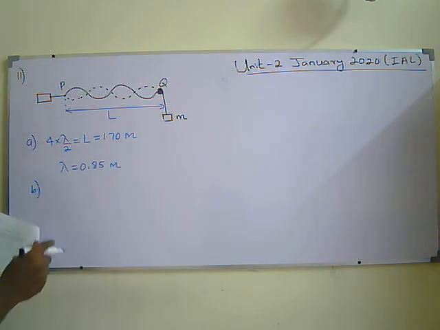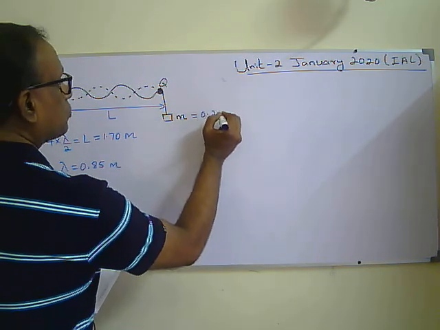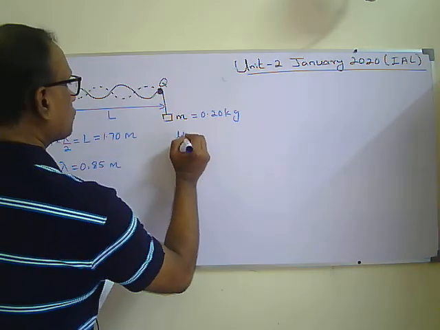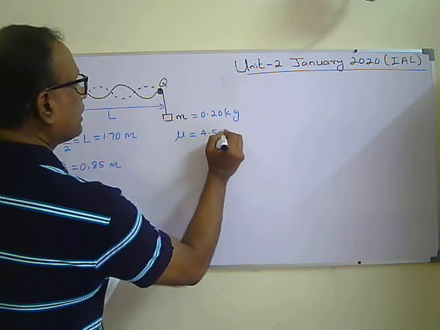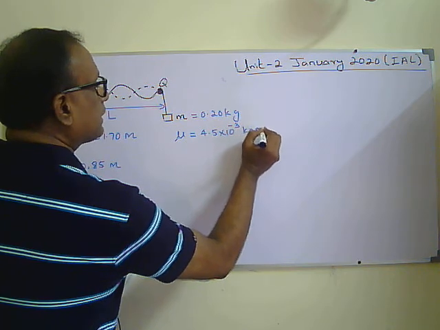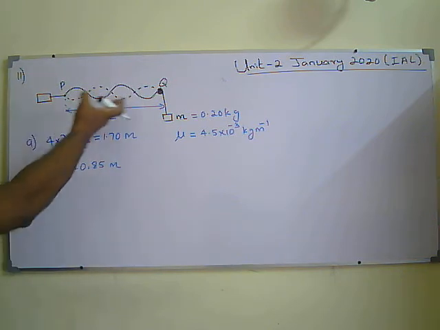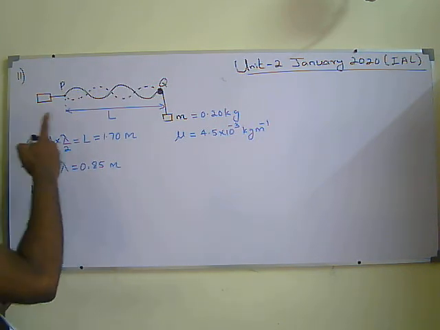B part, mass is given. The attached mass is 0.20 kilogram, and the mass per unit length of the string is also given, that is 4.5 times 10 to the power minus 3 kilogram per meter. The question is to find the speed of the transverse wave. There are two identical oppositely traveling waves, they overlap and the stationary wave is formed. So they ask me to find the speed of one of the traveling waves.